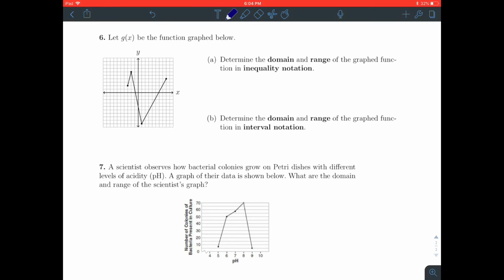For question number 6, let g of x be the function graphed below. Determine the domain and range of the graphed function in inequality notation. So domain are all of the included x values, so we'll start with that.